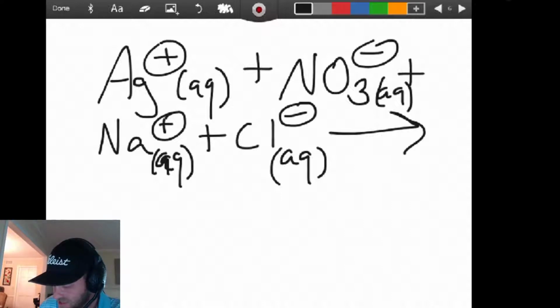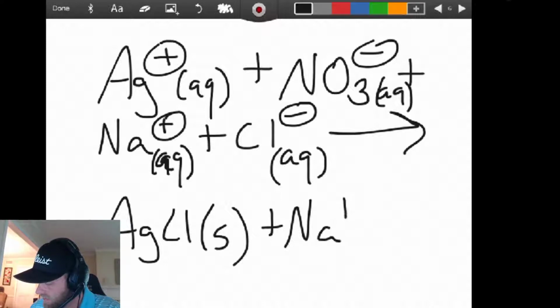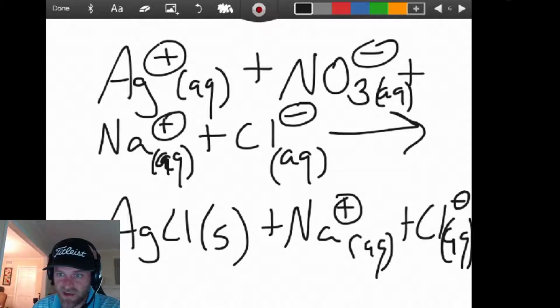AgCl solid, right? My table said that the AgCl is a solid, plus Na plus AQ plus Cl minus AQ. Okay, so I kind of got bunched there at the end, but I think everybody can see that. Okay, so this is the total ionic equation.